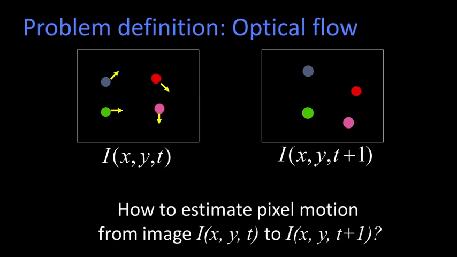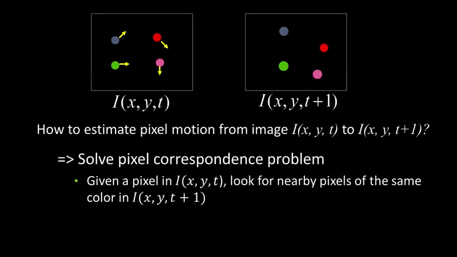So the question we want to ask is, how do we estimate pixel motion from image I(x, y, t) to image I(x, y, t plus 1)? We're trying to estimate that motion. What we have to do in order to estimate this pixel motion is essentially solve a different kind of correspondence problem than we had from stereo.